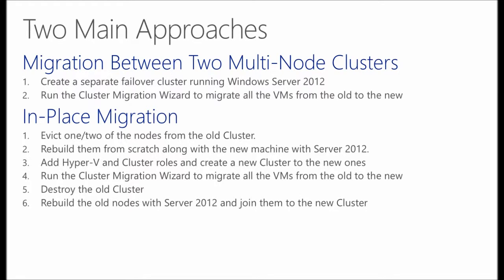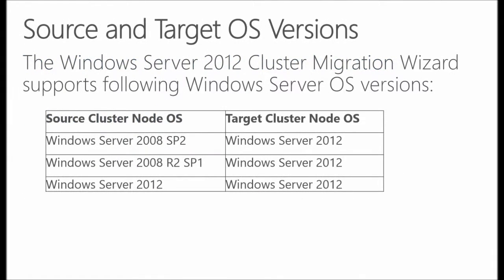Now let's look a little bit more at the source and target operating systems that are supported. If you are using the cluster migration wizard, you basically have 3 types of source cluster nodes that are supported. One is Windows Server 2008, the other one is Windows Server 2008 R2, and of course you can do Windows Server 2012. The target cluster nodes have to be Windows Server 2012.